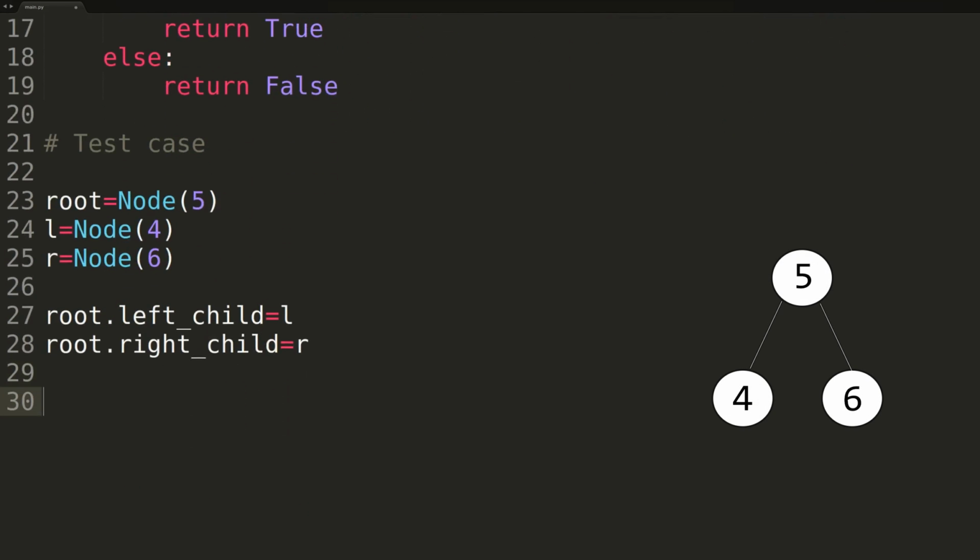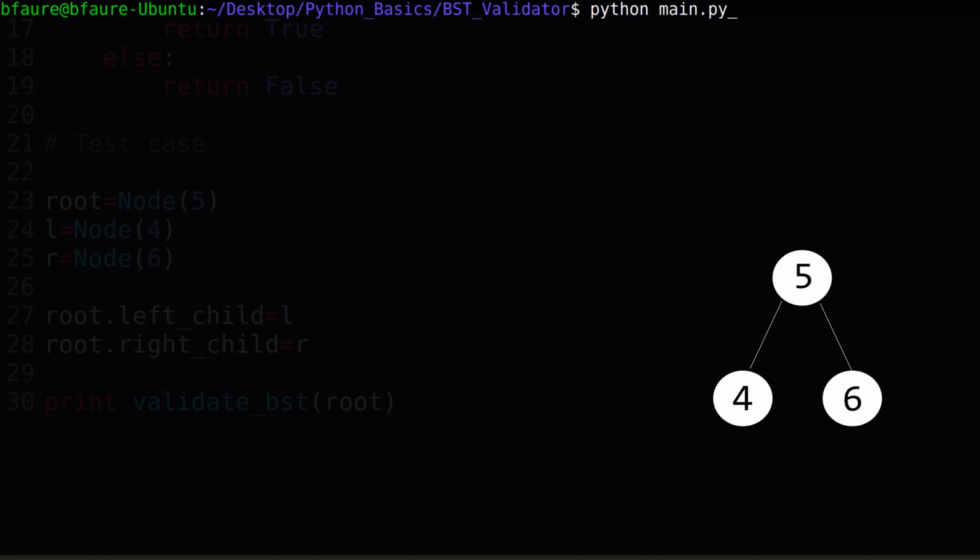On this first test case, we'll just create a root node containing the value 5, with two children, the left child containing 4, and the right containing 6. This is most certainly a binary search tree, so we should be returned true from our validateBST function. Switching to terminal and running the script, we can see we have correctly returned true.